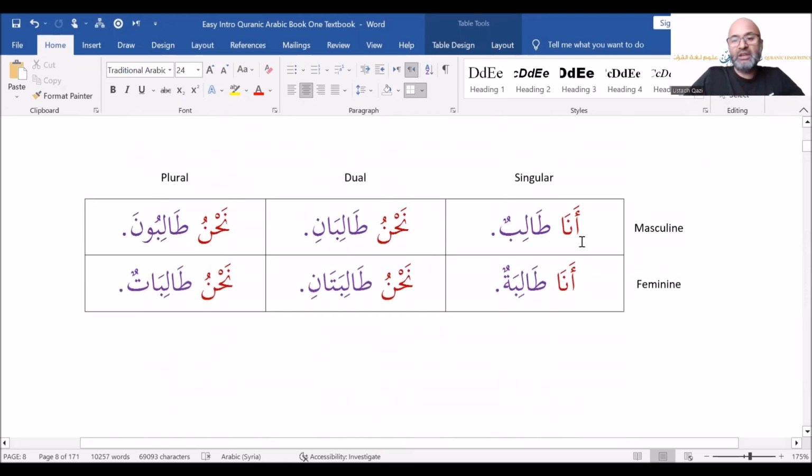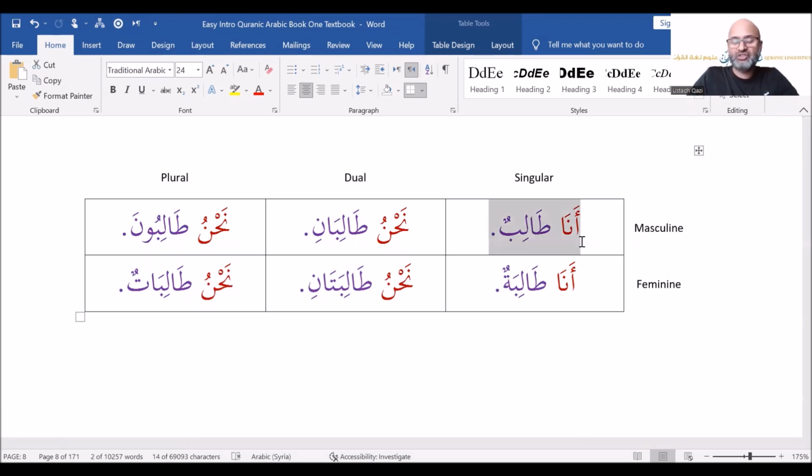And then we looked at talib. Ana talibun, singular, masculine. Ana talibun, I am a student. Talib means student. Talib also means seeker. If you're seeking something, that's also understood when we use the word talibun. The reason why talibun is used to mean student is because the student is a seeker of knowledge.